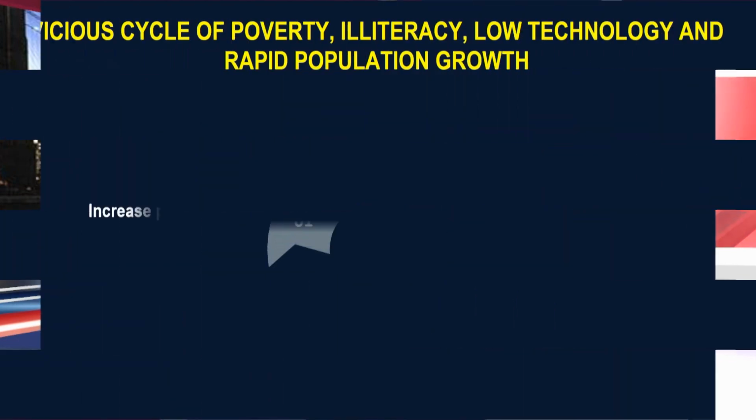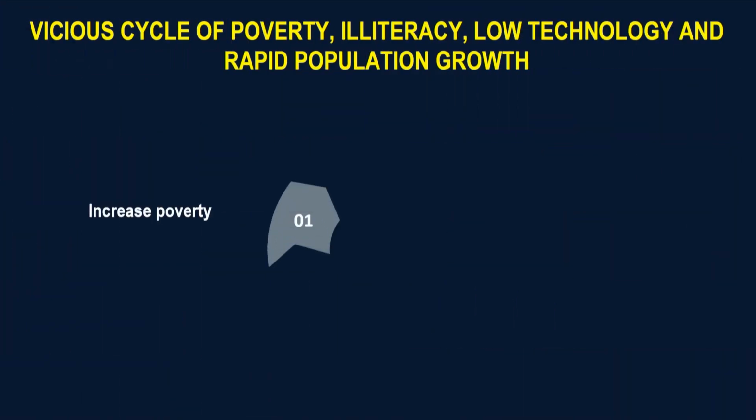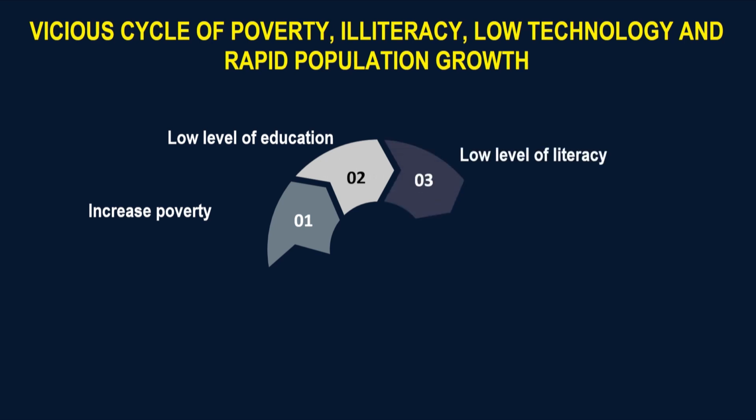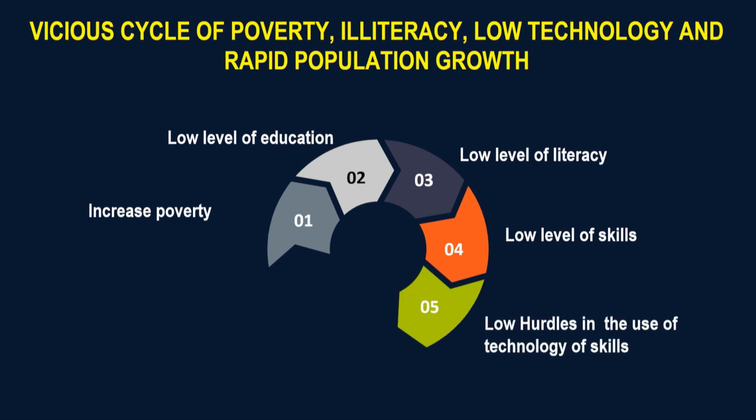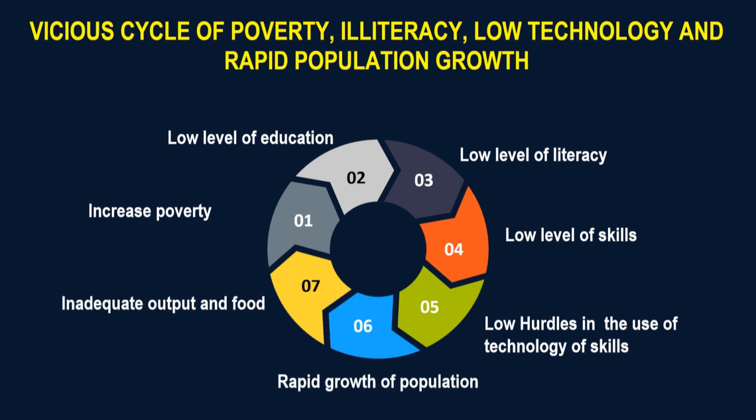So we have poverty. Since there is poverty, there is a low level of education, a low level of literacy, a low level of skills. Now when people do not have any skills or education, they cannot use the technology, there are hurdles in the use of technology. In addition, we have rapid population growth, and then there is inadequate output and food, and then again there is poverty. So this is a very vicious cycle of poverty, illiteracy, low technology, and population growth, and we need to break this cycle by promoting entrepreneurship.